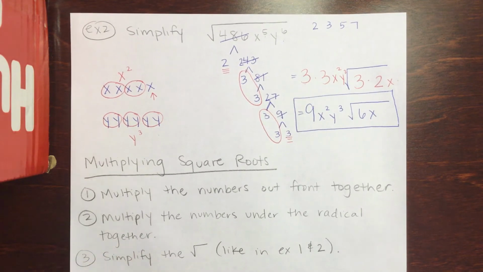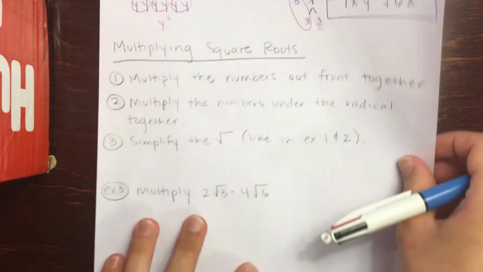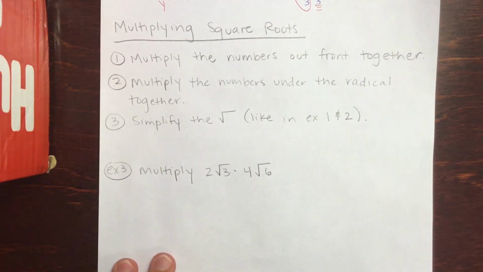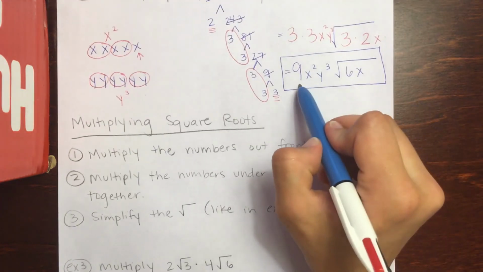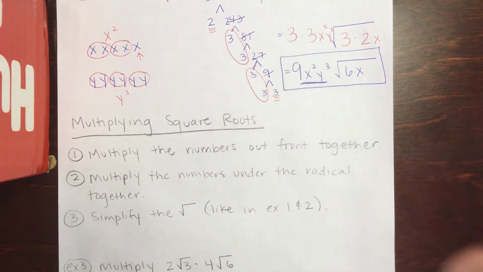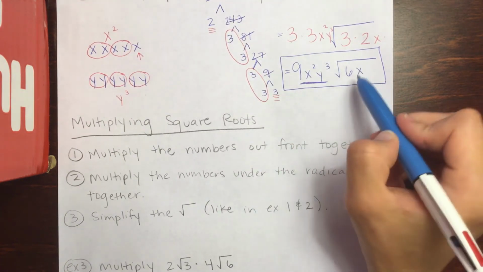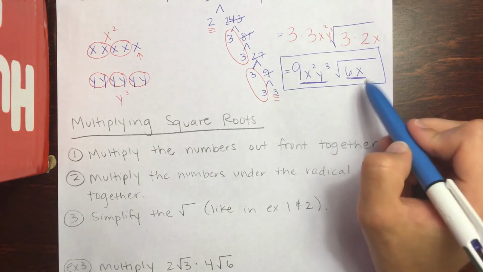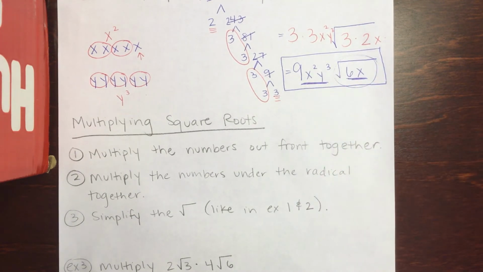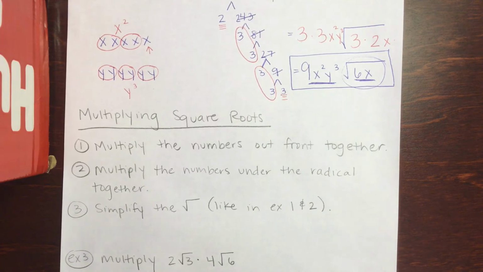Okay, that is simplifying square roots. Let's talk about multiplying and dividing. When you're multiplying square roots, you multiply the numbers in front. If you have multiple ones of these, multiply them together. Then you multiply the numbers under the radical together, and then you'll have to simplify your radical just like we did in these previous 2 examples.